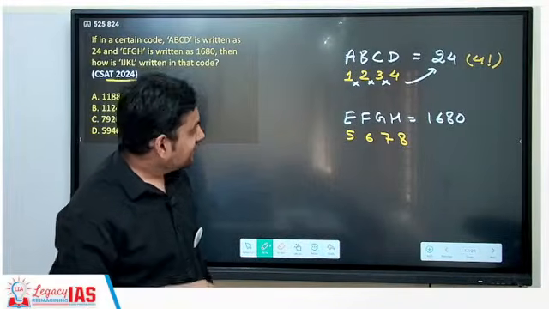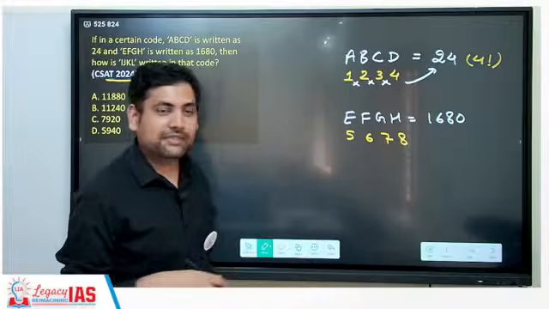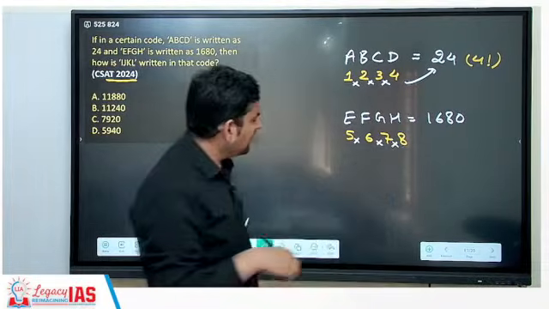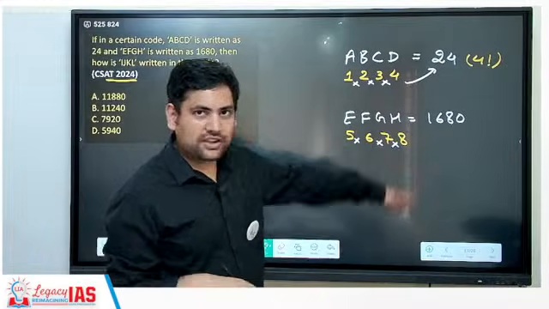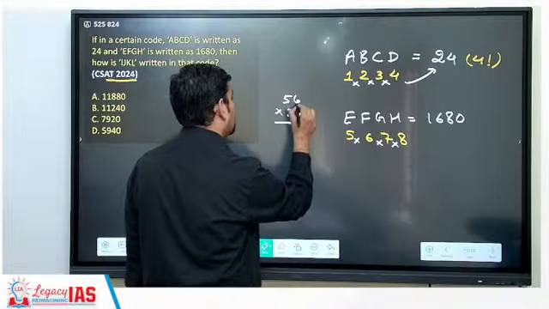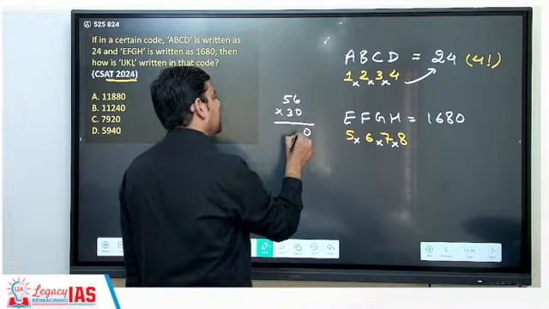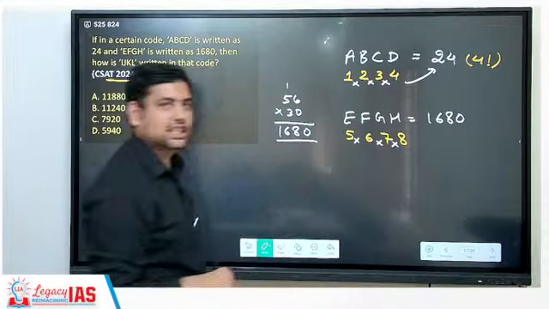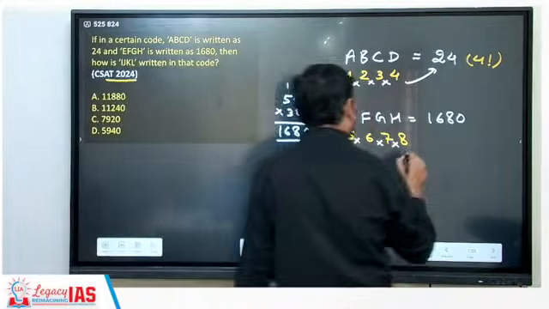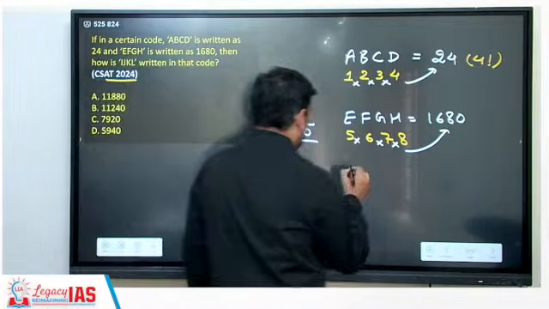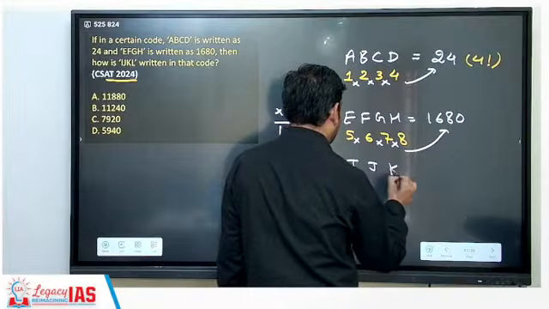Understood? Similarly, let's try for this also. We have made a hypothesis here. So 5 into 6 into 7 into 8. 5 6s are 30. 8 7s are 56. 56 into 30. What will you get? 0 here. 6 3s are 18, 1 carry, 5 3s are 15 plus 1, 16. Yes, the pattern is following beautifully. So this is 1680.